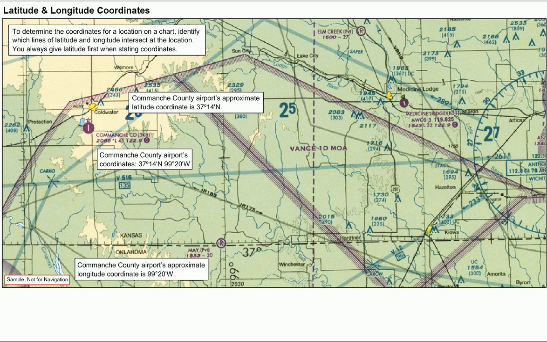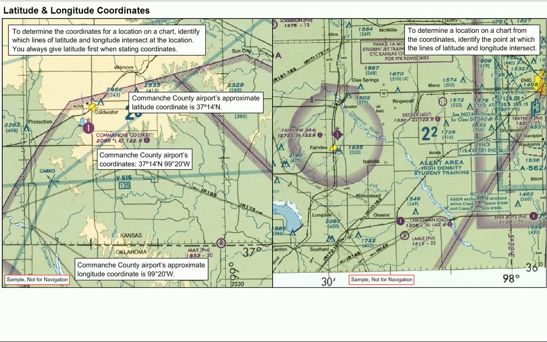Sometimes you know the latitude and longitude coordinates, and you need to find that location on a chart. To determine a location on a chart from the coordinates, identify the point at which the lines of latitude and longitude intersect. For example, let's say you know from the airport facility directory that the approximate coordinates for the Fairview Municipal Airport are 36 degrees 17 minutes north latitude and 98 degrees 29 minutes west longitude, and you now need to locate the airport on your chart.